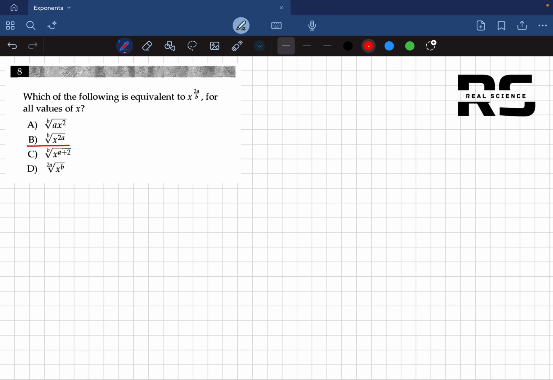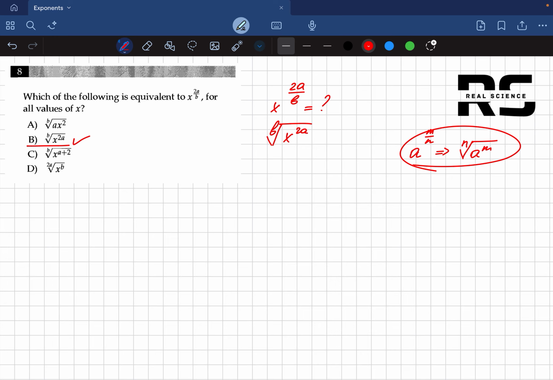Let's look at 8. Which of the following is equivalent to x to the power of 2a divided by b? Well, this is easy as well. If you remember, if we have a to the power of m divided by n, we could rewrite it as the nth root of a to the power of m. This is the rule. So in this case, that's going to be the bth root of x to the power of 2a. Okay, this is exactly our answer.